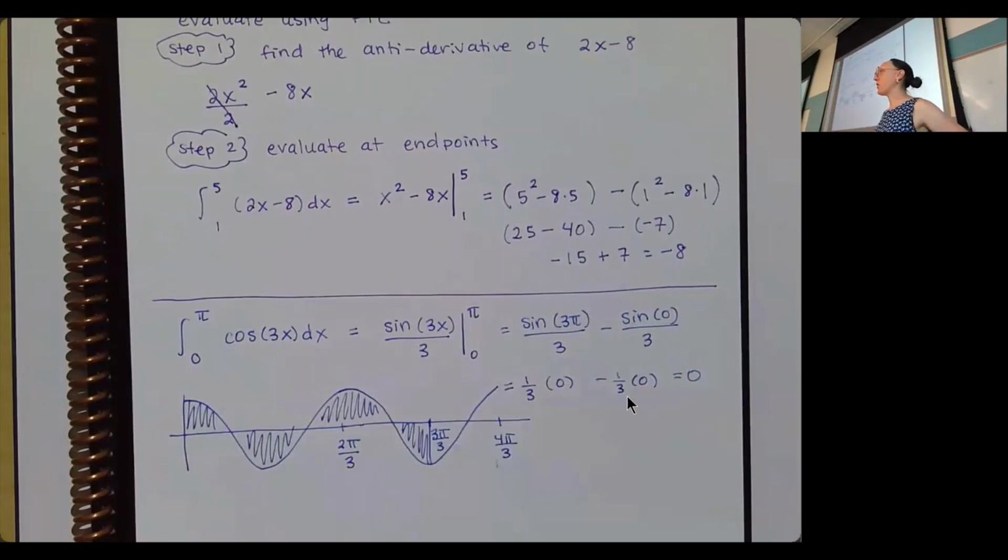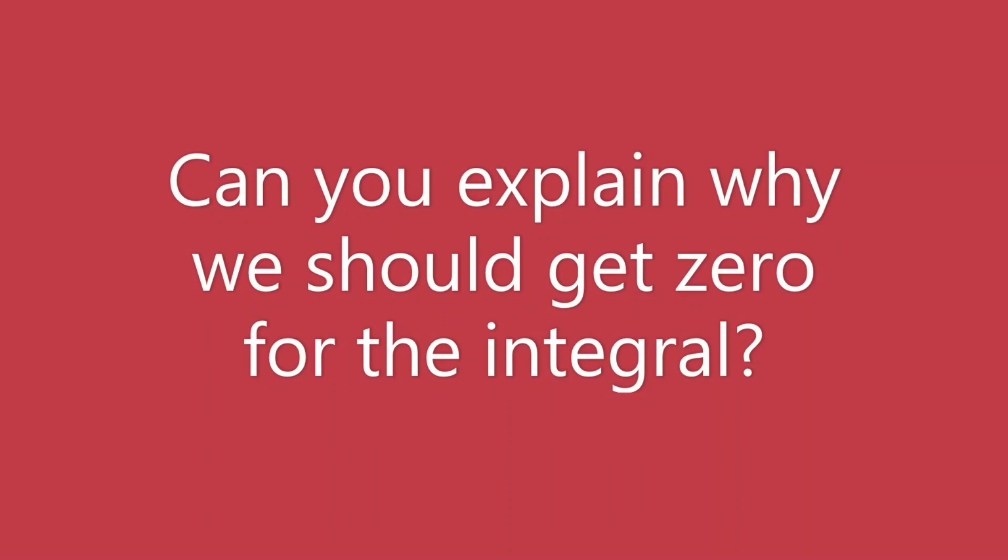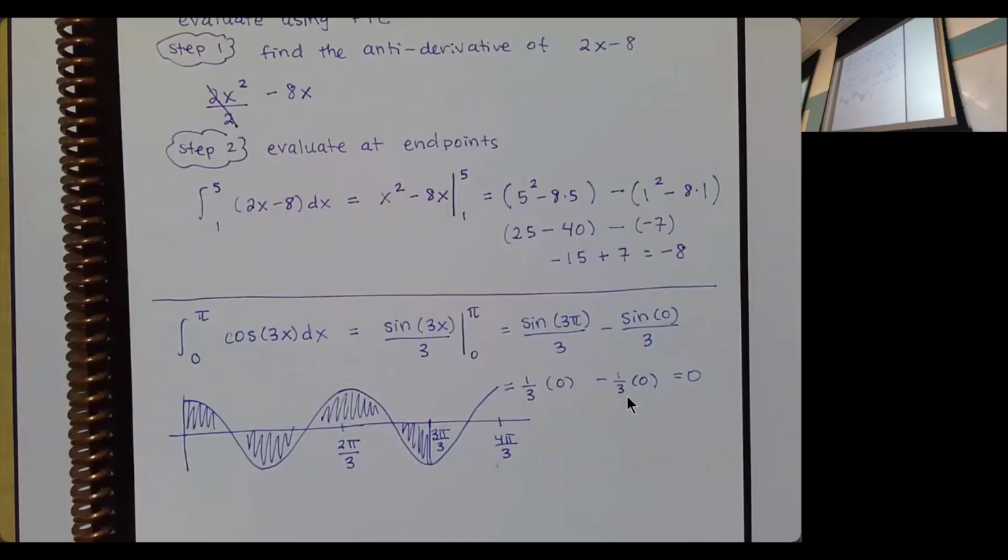Tell the person next to you why it makes sense that we got 0 for the integral. Area above the curve, we give what kind of a sign? An area below the curve, we give what kind of a sign? So all of the areas above the curve have a corresponding, exactly the same shape area below the curve, and they're all going to cancel out.